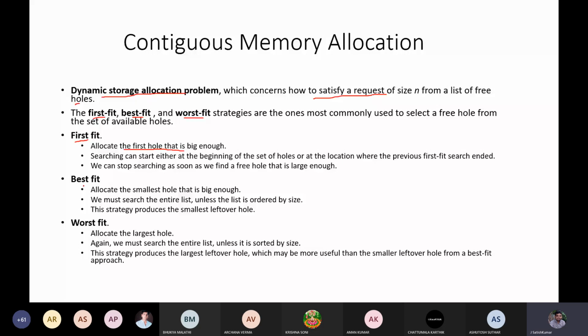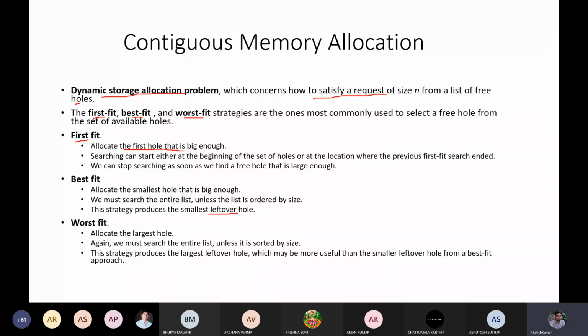Best fit says that allocate the smallest hole that is big enough. We must search the entire list to make sure we find the smallest hole that is big enough. And this strategy produces the smallest leftover hole.